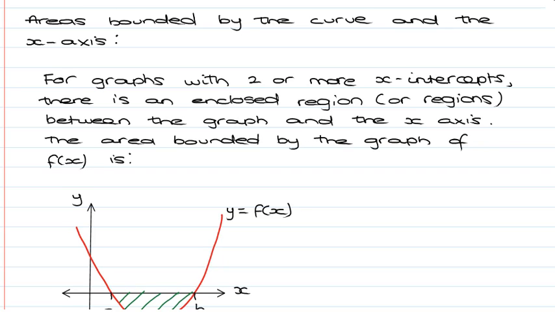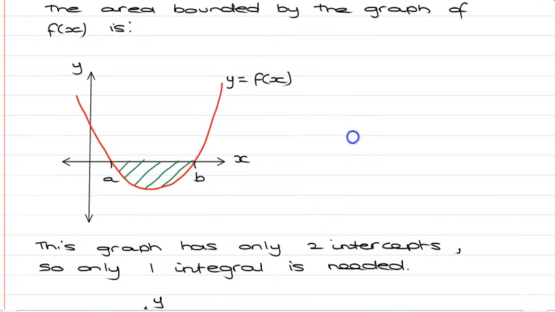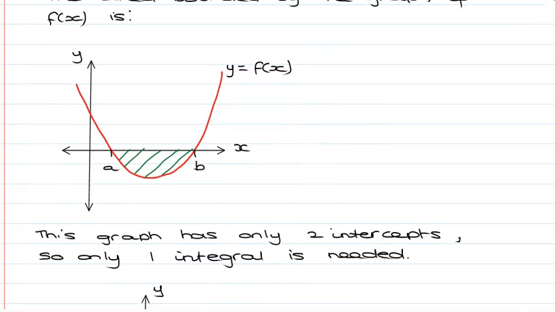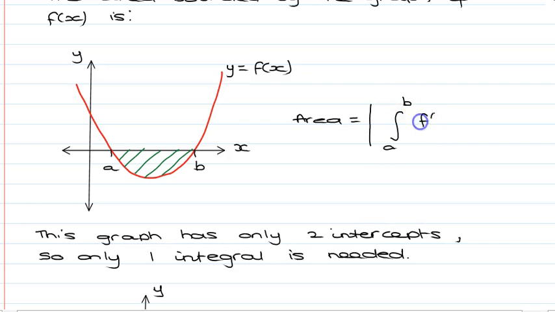For graphs with two or more intercepts, there is an enclosed region or regions between the graph and the x-axis. The area bounded by the graph of f of x is as follows. For this one, we know that the area is below the x-axis, so we have to take the absolute value. So the area of this one is the integral between a and b of the function f of x with respect to x, and make sure you take the absolute value. We can see that this graph has only two intercepts, so only one integral is needed.